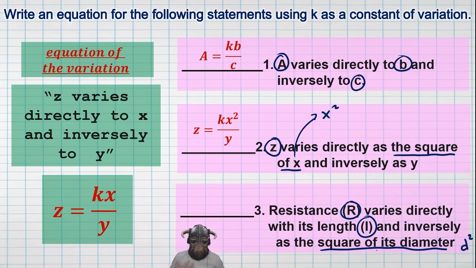Yan. So, how do we interpret this one into a mathematical equation? It's R is equal to KL all over D squared. So, kung makikita nyo, katabi ng K natin is L, and then it varies inversely as the square of diameter, kaya D squared yun nasa denominator. And that's how you translate combined variation statement into a mathematical equation.